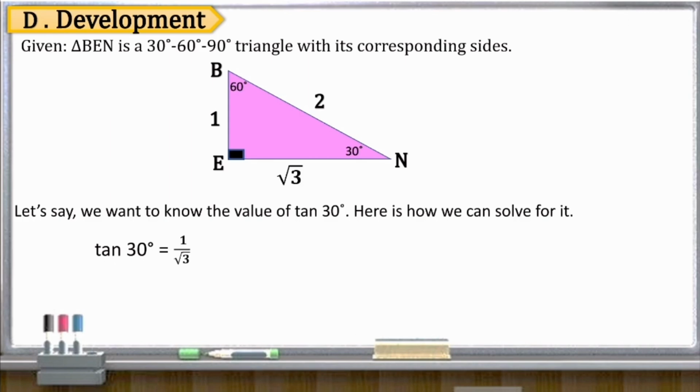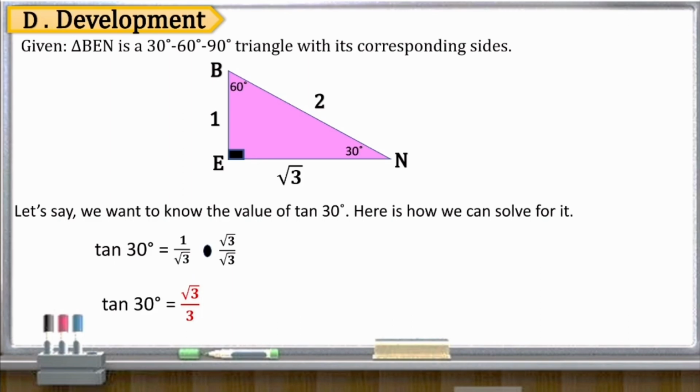Pero dahil hindi pwede class ang may radical sa denominator, so kailangan muna nating i-rationalize yung denominator. So, multiply lang natin yung numerator and denominator sa square root of 3. So, 1 times square root of 3 is square root of 3. And square root of 3 times square root of 3 is square root of 9. And square root of 9 class is 3. So, tangent 30 degree is square root of 3 over 3.